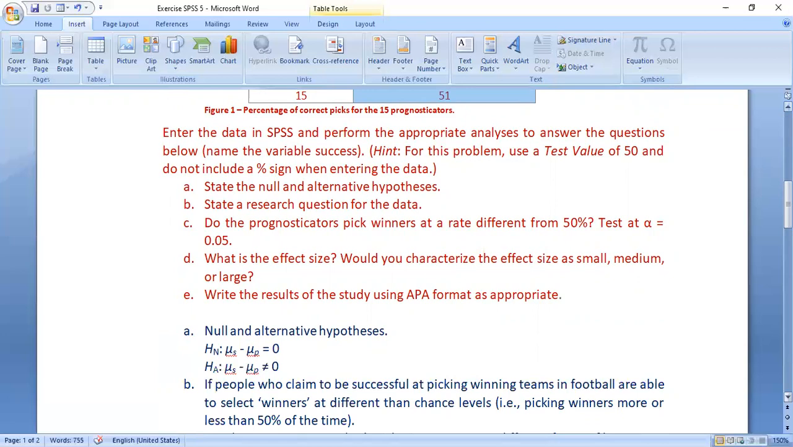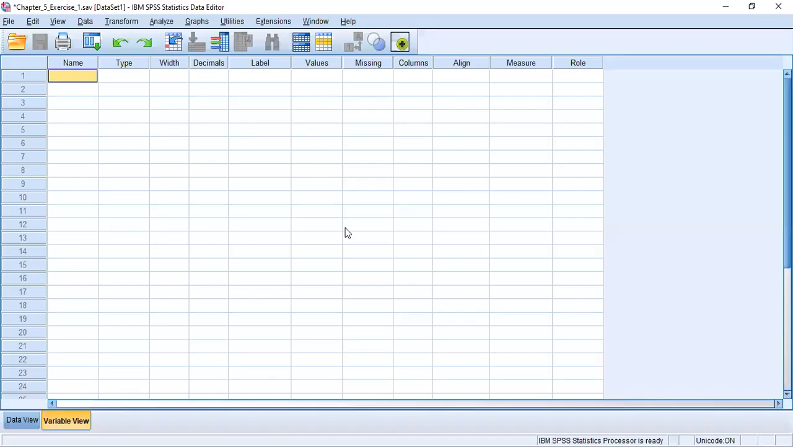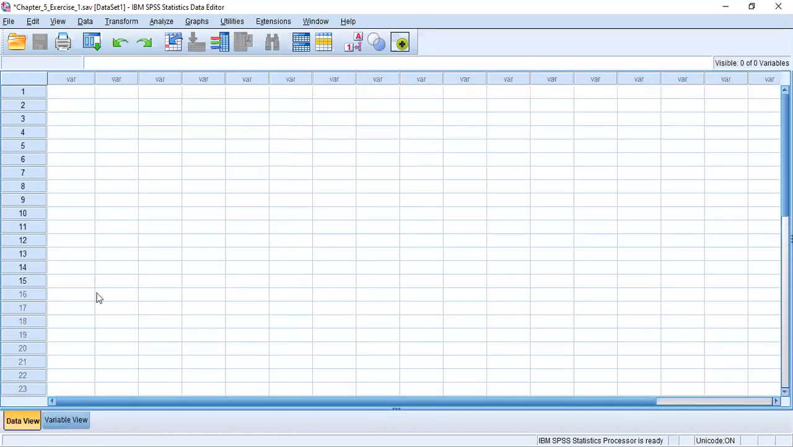So that's B part. Now C part, if you look at the question, we have to basically analyze the question, do the test, and see whether the prognosticators are able to pick winners at a rate different from the test value of 50. And this we have to conduct at alpha equal to 0.05, or we can call it significance of 0.05. So what we do is we change the screen now. We are moving to the SPSS file, this file I'm sharing, and I'll be having the data coming up, the values I'm putting up here.